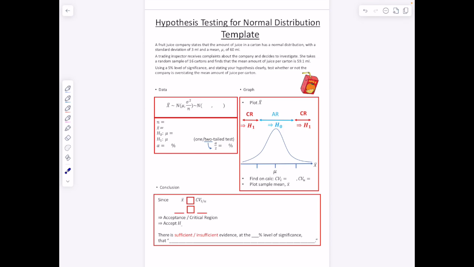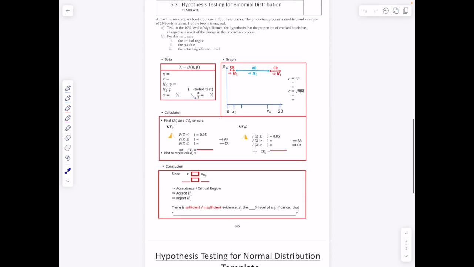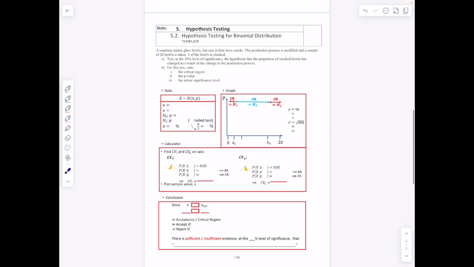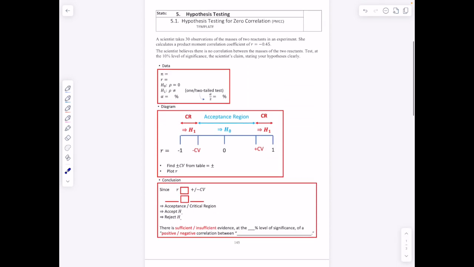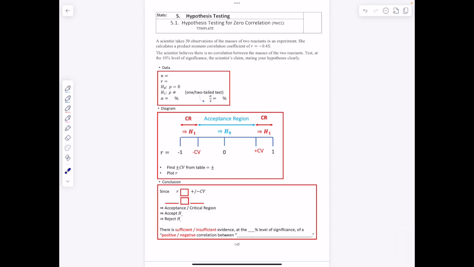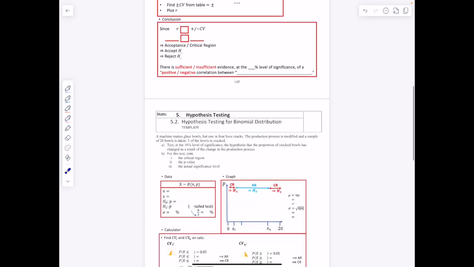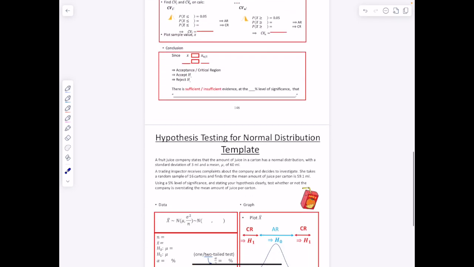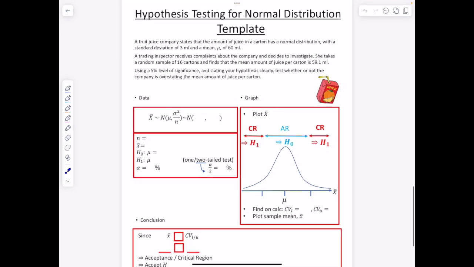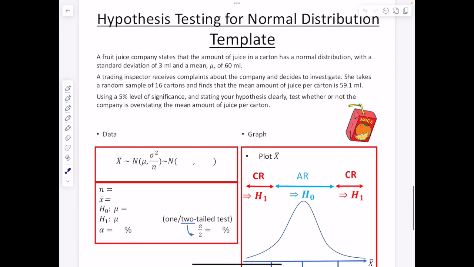Let's first look back at the templates that we've done for the previous distributions. So binomial distribution, very similar, and also for zero correlation. Notice they all have a data box that's very similar: N, R, H0, H1, alpha. There's a diagram and there's a conclusion. They all follow this very similar pattern. So let's have a look at this example for normal distribution.